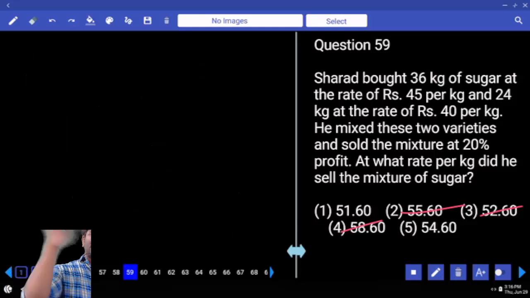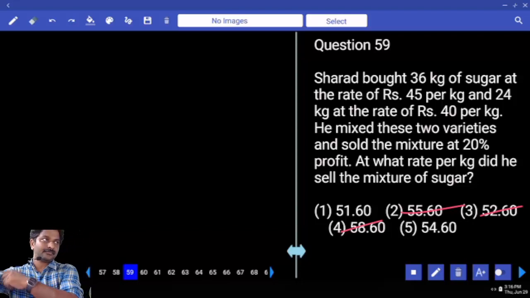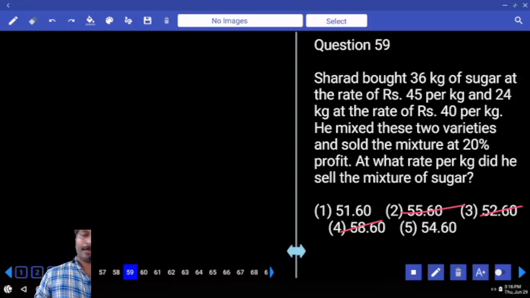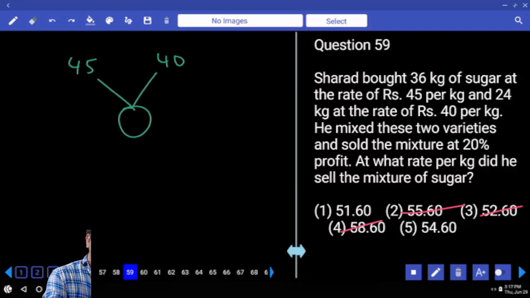Instead of this, there is one more method also. First variety 45, second variety 40 rupees, correct? They are mixed in what respective ratio?